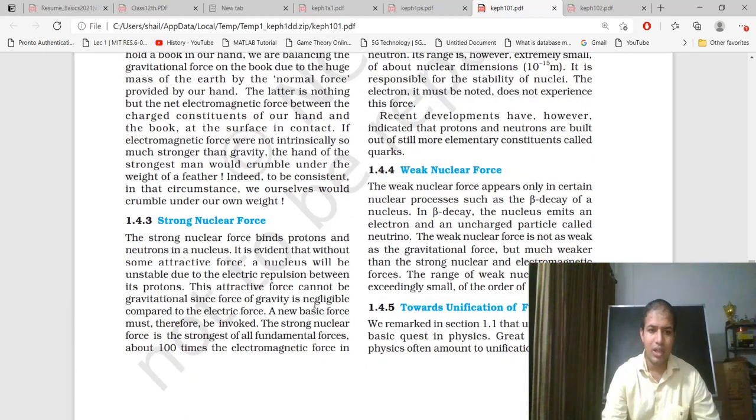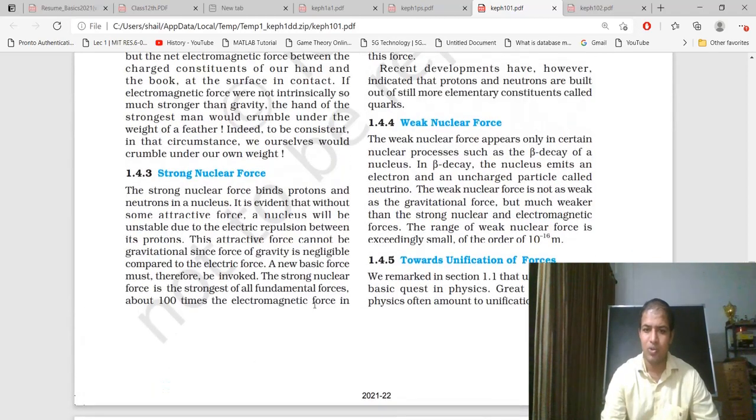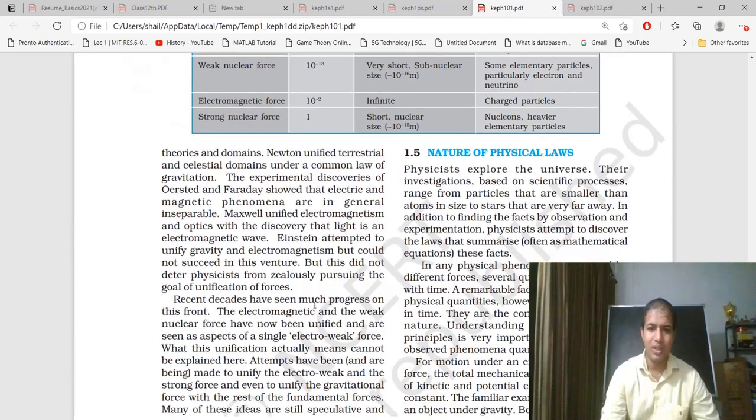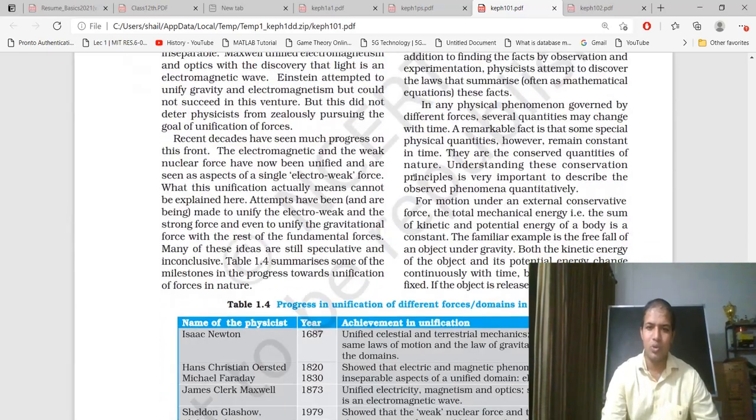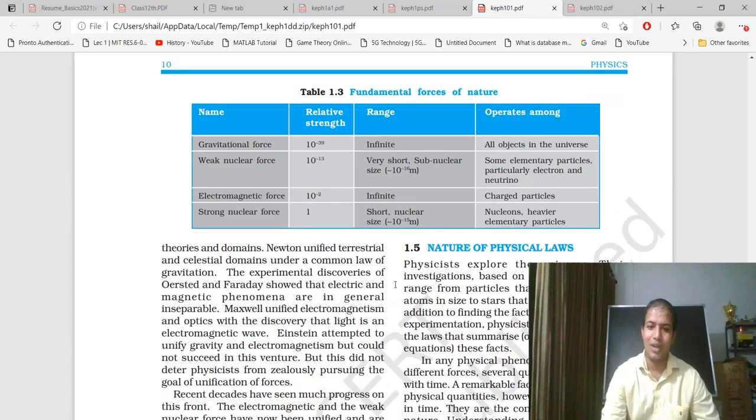Strong nuclear force, and then in the next chapter we will go to 1.4.4, 1.4.5, and I will read up to the table, meaning the 1.5 section. For now I will close this lecture.